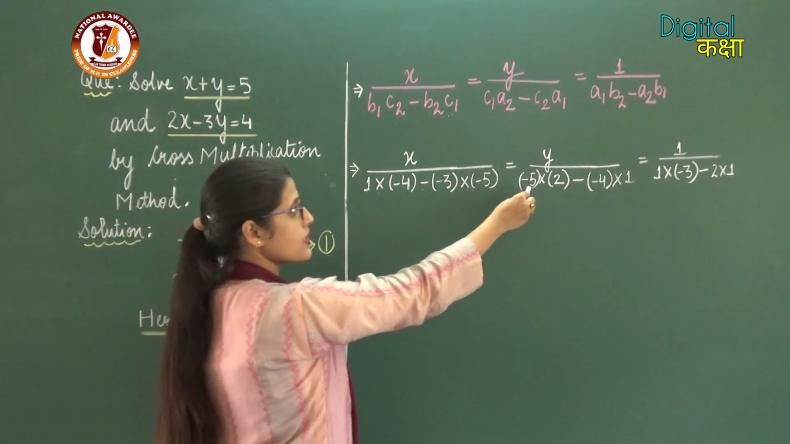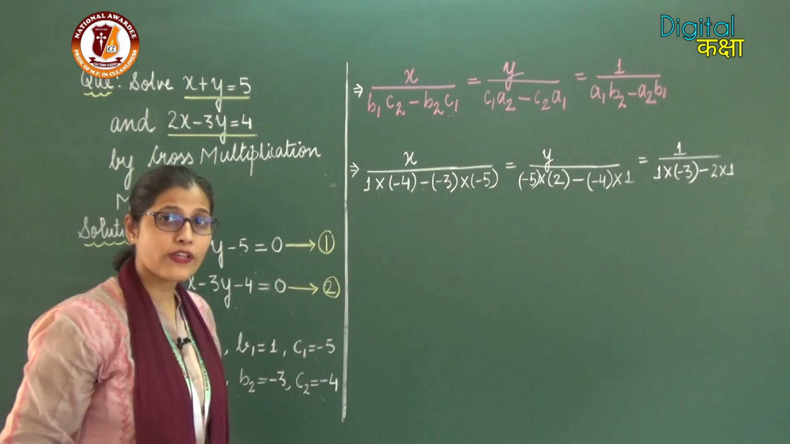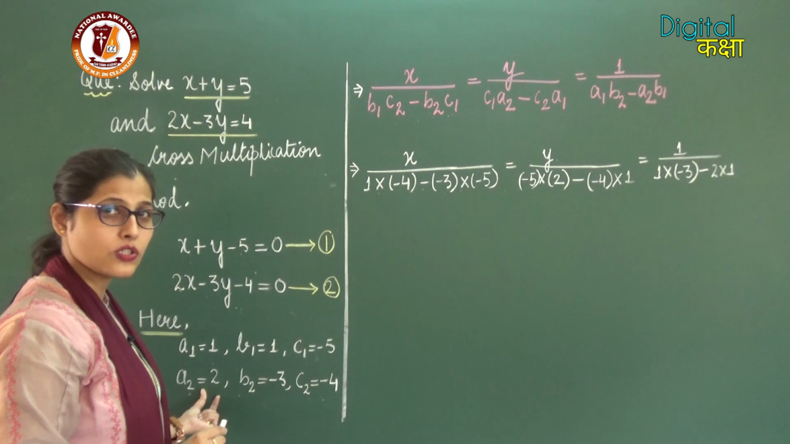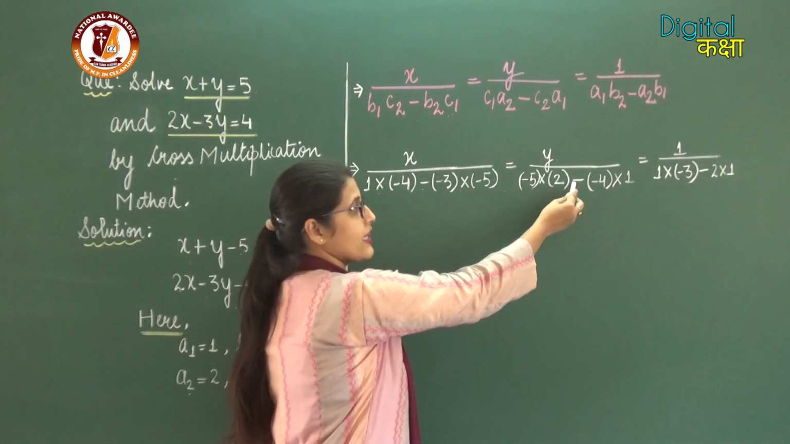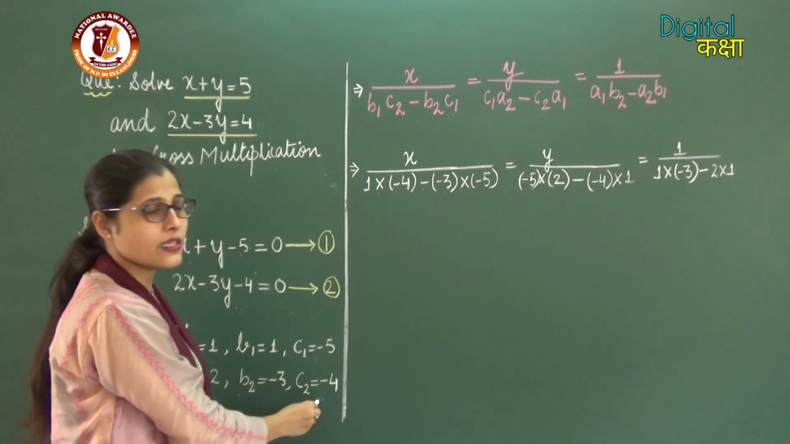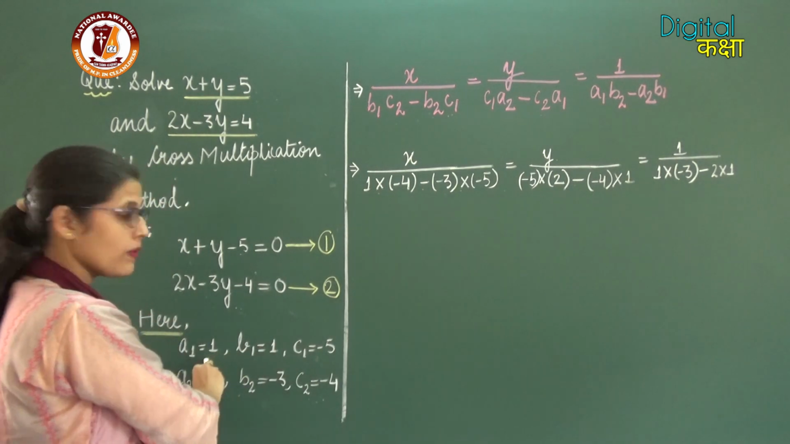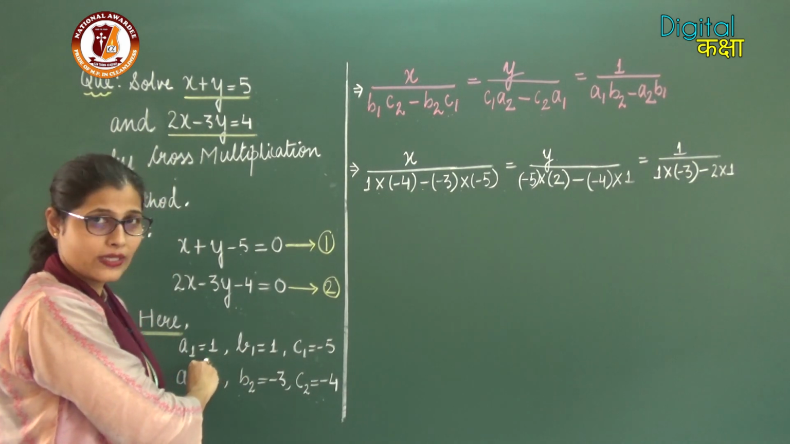So we have substituted minus 5 in place of c1. In place of a2, we will be substituting 2. Then the minus sign of the formula. In place of c2, we will be writing minus 4. And in place of a1, we will be writing the value 1.